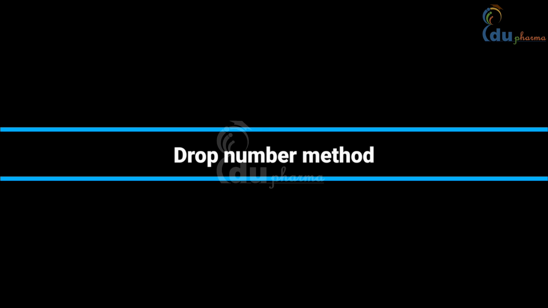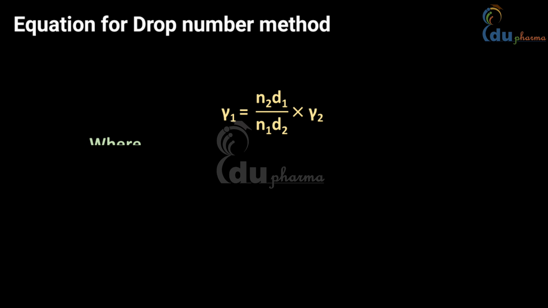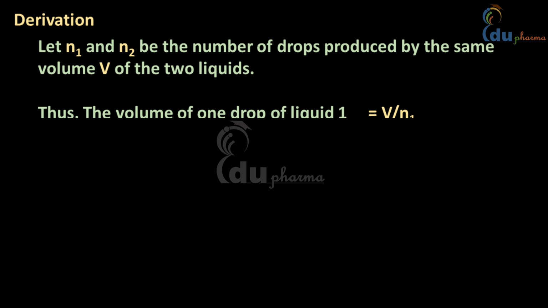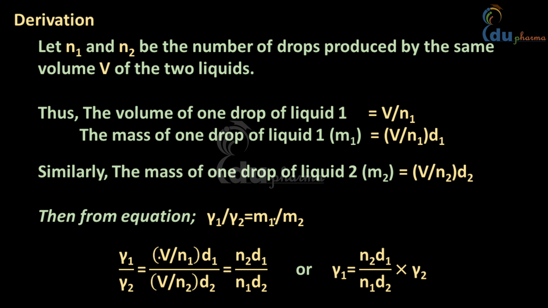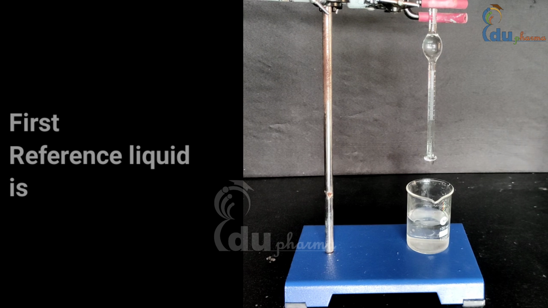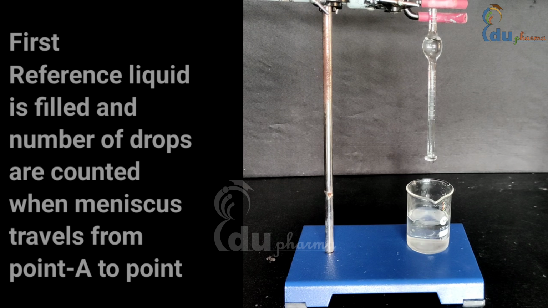Now let's see the drop number method. The equation used in this method is shown here, and this is about its derivation. Let's come to the procedure. First, the reference liquid is filled and the number of drops is counted when the meniscus travels from point A to point B.